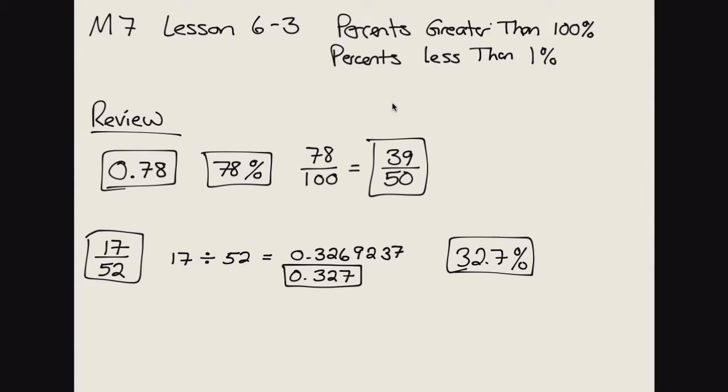All right. When we look at problems that are greater than 100% or less than 1%, really what we're doing is we're just expanding our options, okay? It's not any different mathematically than what you've already been doing. It's just going to look a little different. So let me show you what I mean by this. I'm going to list several different numbers here, and I'll show you how this breaks down.